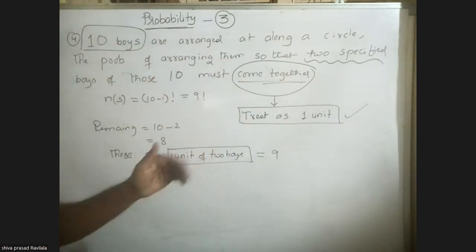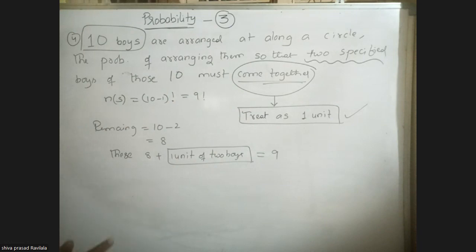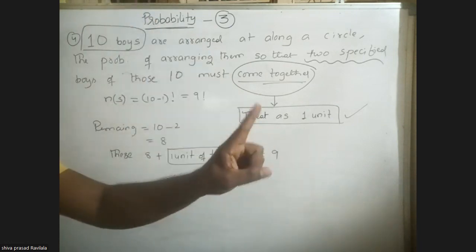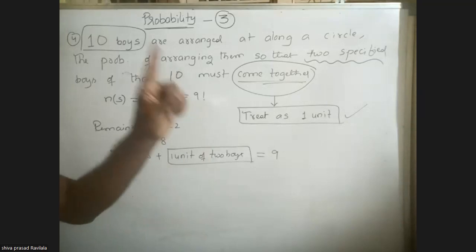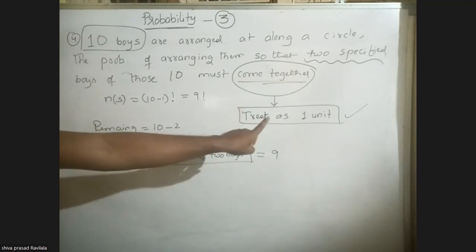Only one member. There may be 3, there may be 4, there may be 5 come together. 5 members come together means you consider they are 1 unit. 10 members come together means you consider they are 1 unit. Here also same, 8 plus 1 unit of 2 boys. Sir, why are you writing 1 means only 1 unit.